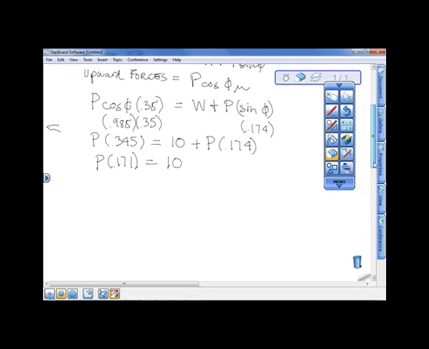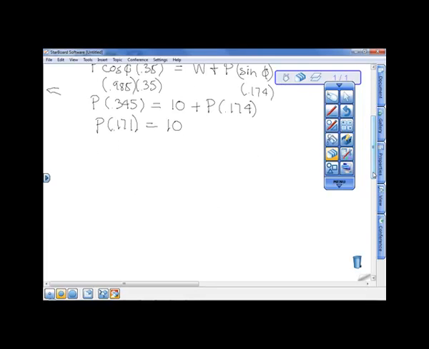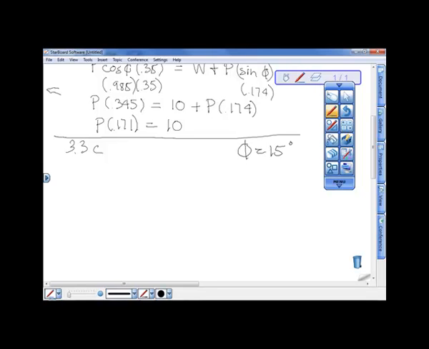So we're changing our variable. Now we're doing 3.3C. And what is theta? 15 degrees. And what was the other thing? Your P is 10 pounds. And it wants to know what? Find the weight of the block, so we need to find W.